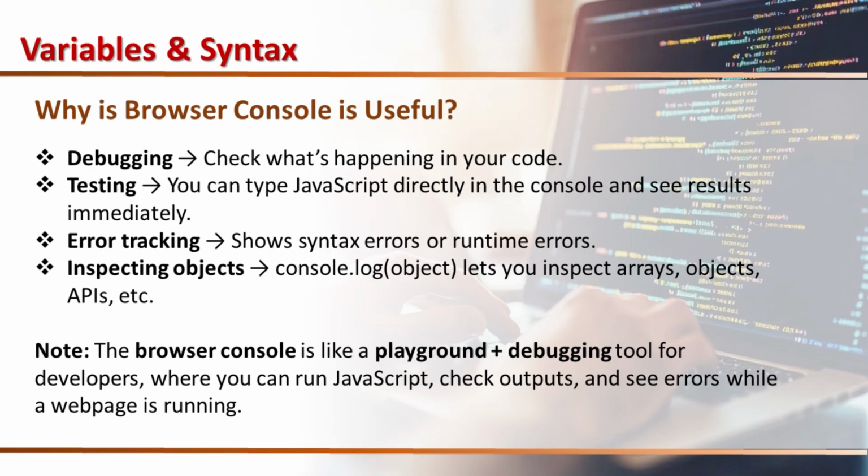Why is the Browser Console useful? Debugging: check what's happening in your code. Testing: you can type JavaScript directly in the console and see results immediately. Error tracking shows syntax errors or runtime errors. Inspecting objects: console.log lets you inspect arrays, objects, APIs, etc. Note: the Browser Console is like a playground plus debugging tool for developers, where you can run JavaScript, check outputs, and see errors while a web page is running.